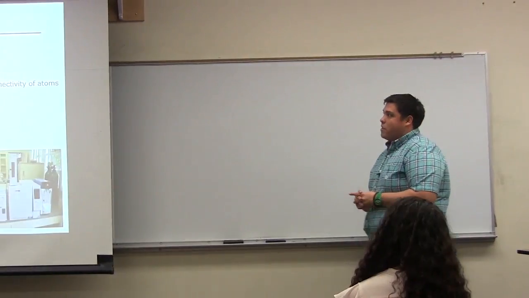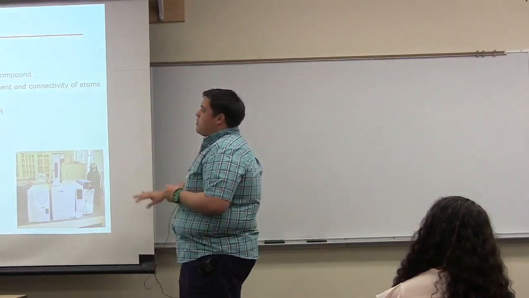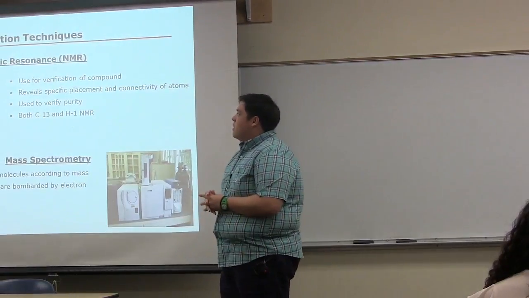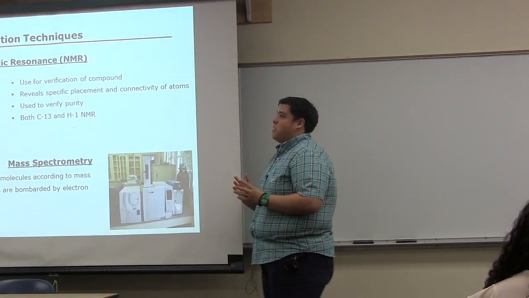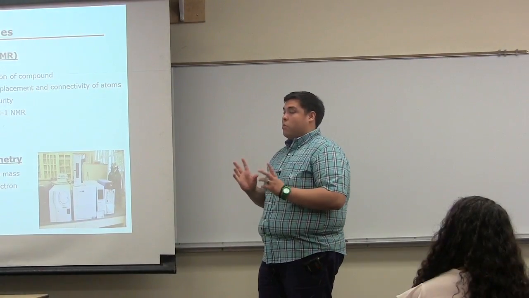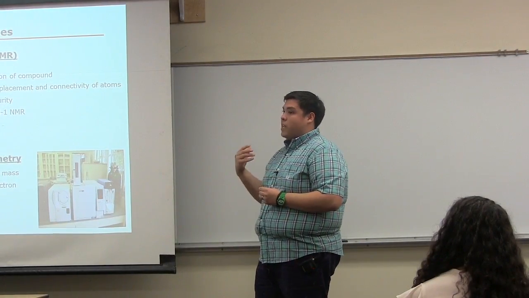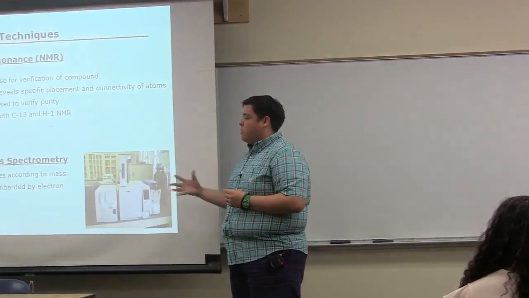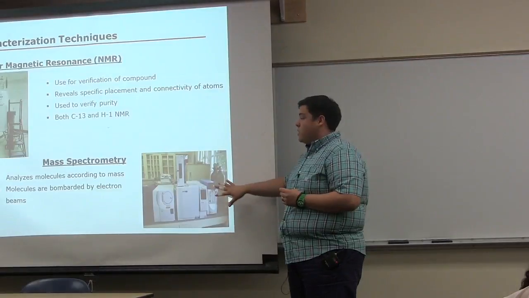When we characterize the compounds, we use nuclear magnetic resonance. We do carbon NMR and proton NMR. The way we characterize these compounds is that every single chemical gives you a different signal when you look at the data, and that's how we know if we have that chemical or not. Then we do mass spectrometry to see if we have the right mass that we desire for our compound.